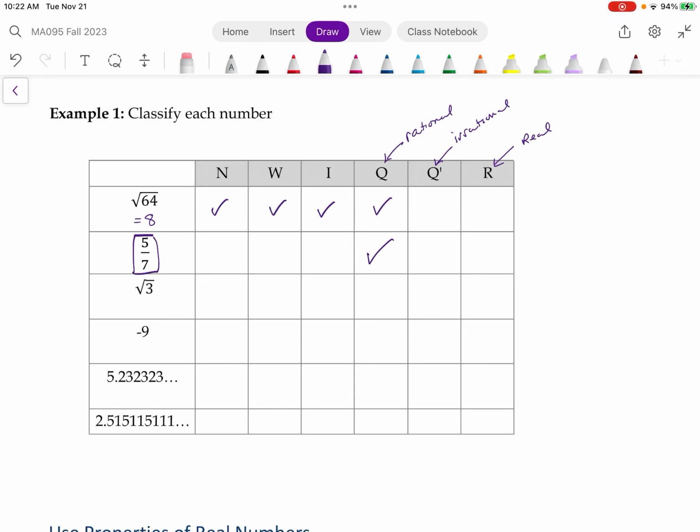All right, the next one, square root of 3. 3 is not a perfect square, so this is an irrational number. We forgot to talk about if these are real or not. Are these real? Well, everything that's rational or irrational is going to be real. So all of these are real.